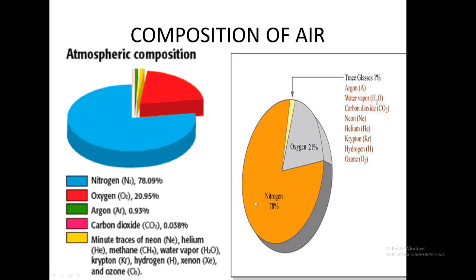Okay, and the next, that is actually 78%. Then the next, see here, oxygen, it is 21%. Okay, and then how much is remaining? Only 1%, right? That 1% is only the other gases. What are the other gases? Argon, carbon dioxide and minute gases.